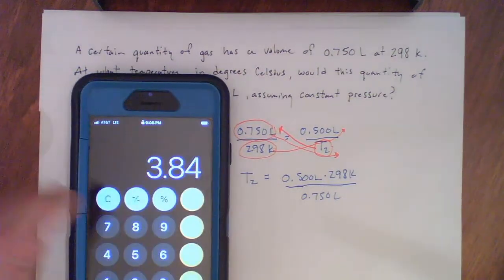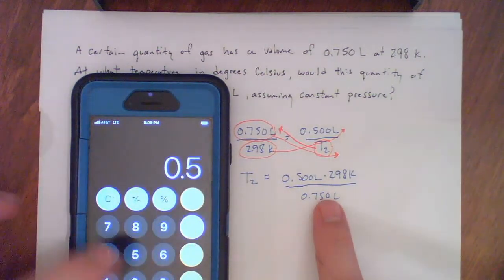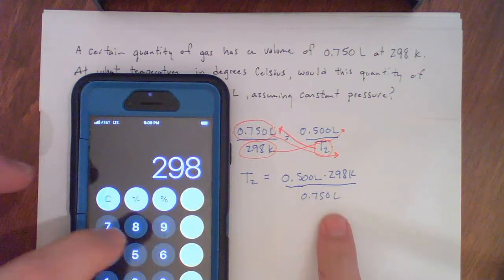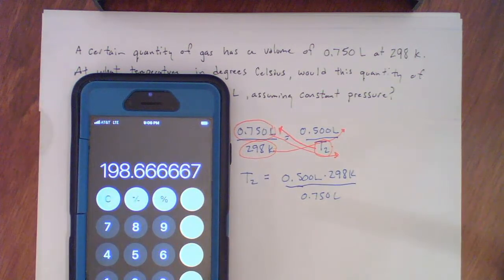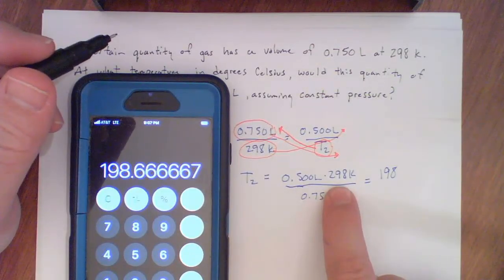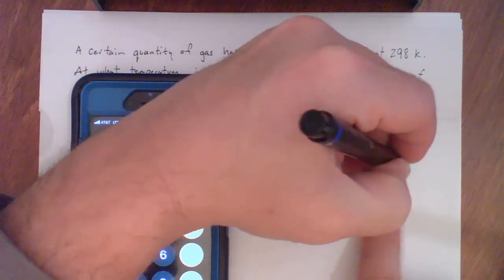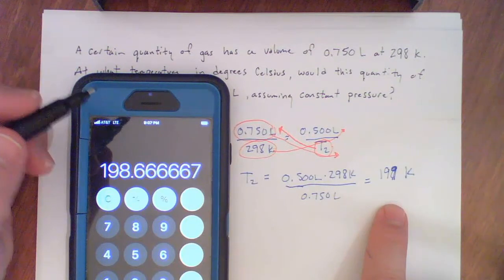Okay, so we're going to clear that. Do 0.5 times 298 divided by 0.75. Looks like we get an answer of 199. This is in Kelvin.